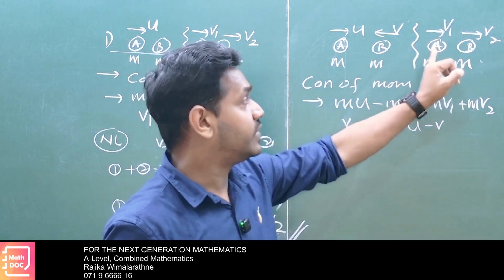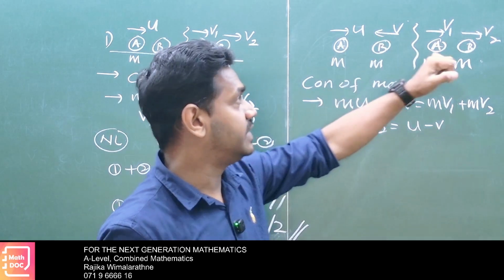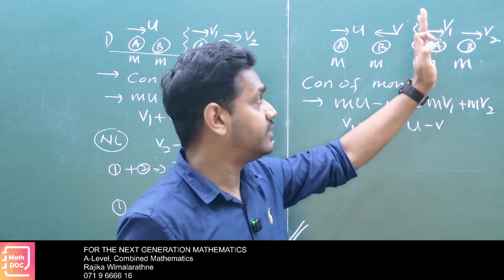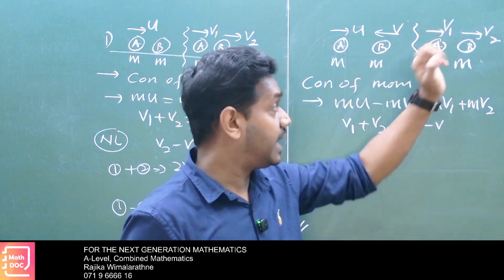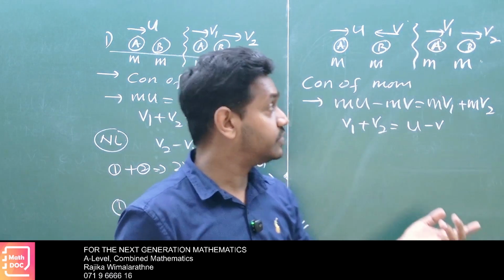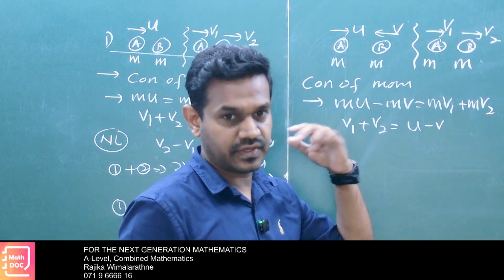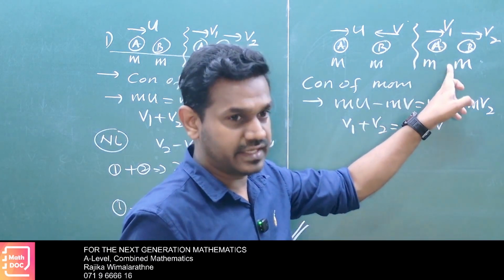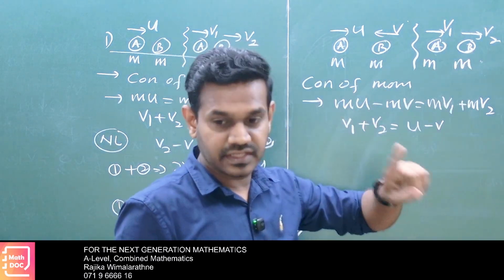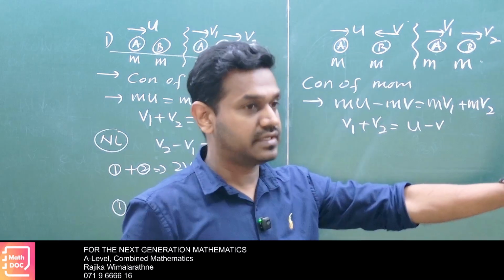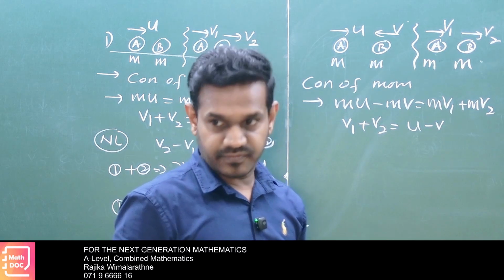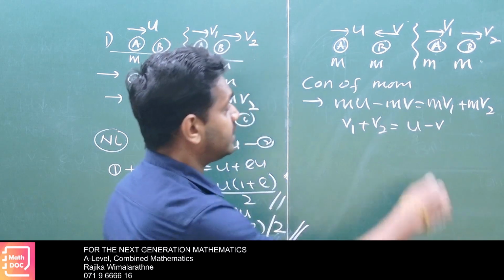So here the second body is here, and first body A collides with B now. Then A can come to rest or it can move in the opposite direction. Okay. Then three cases happen for A, but for B there is definitely only one case. It moves away. Okay. Now apply Newton's law.